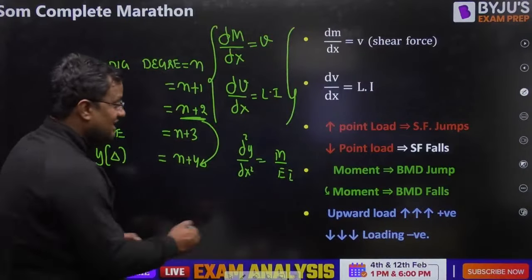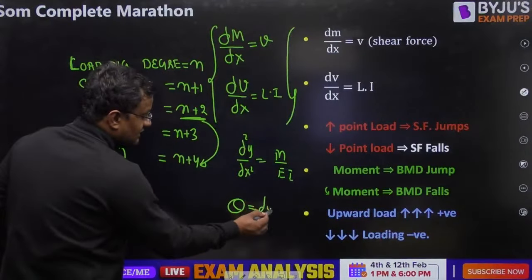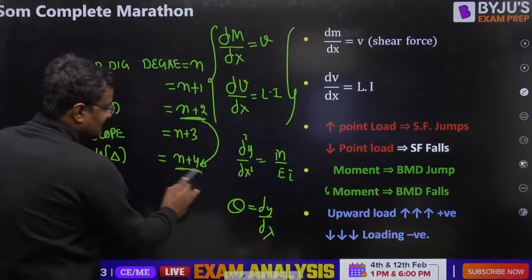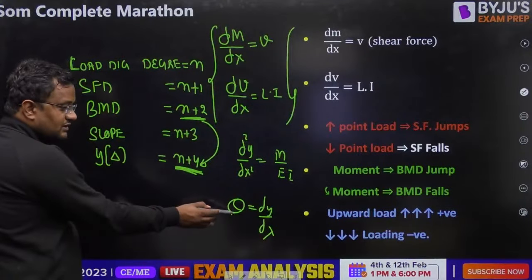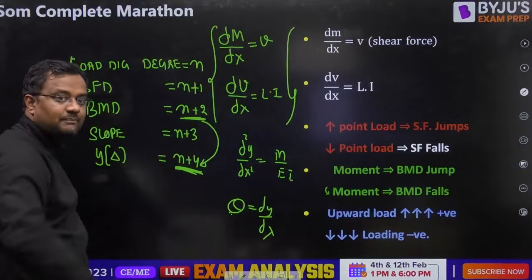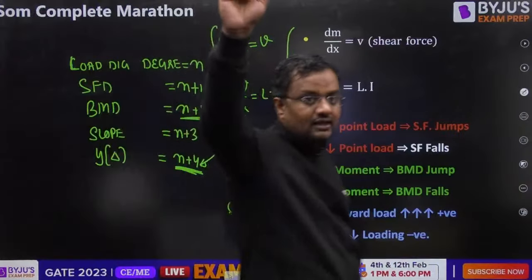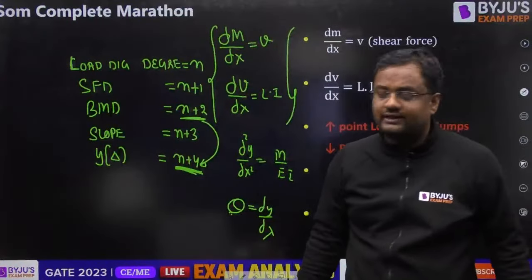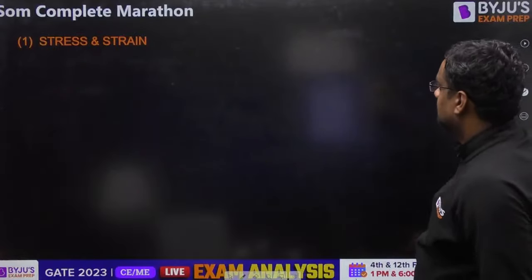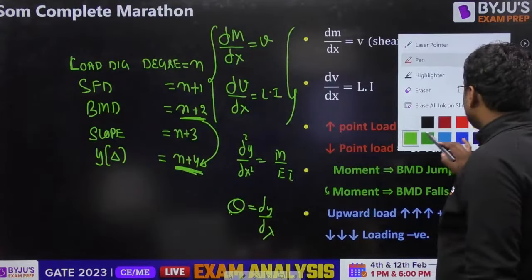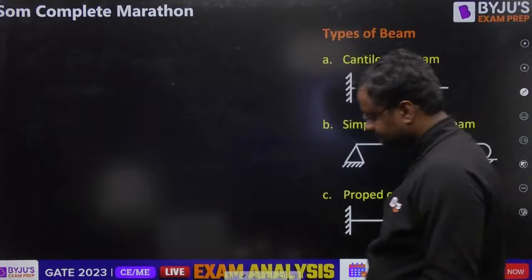And theta is dy by dx, slope is dy by dx. So if this degree is n plus 4, then slope is 1 less, n plus 3. Got it? Please put a heart sign on the comment section if you got it.